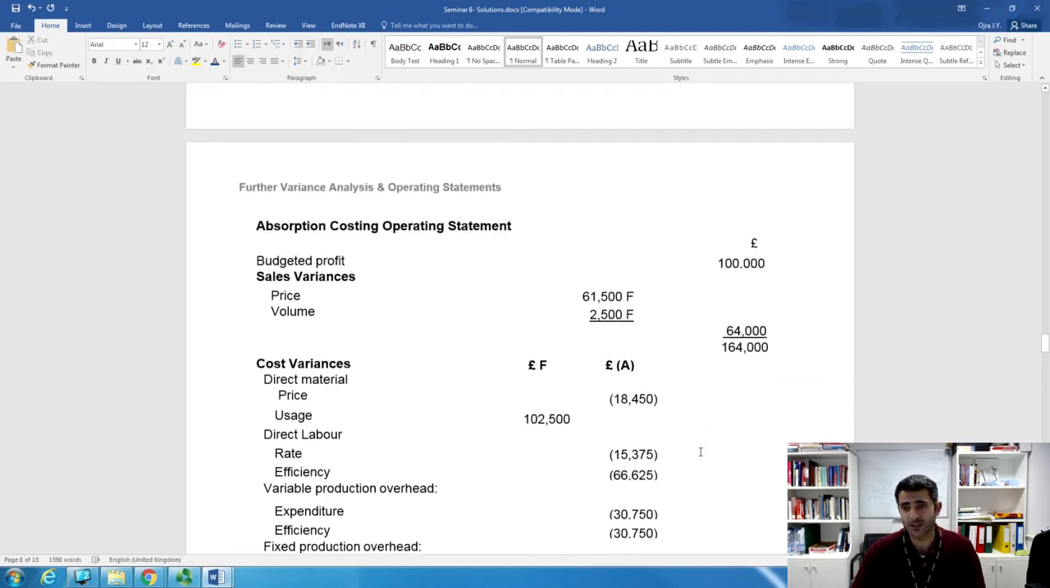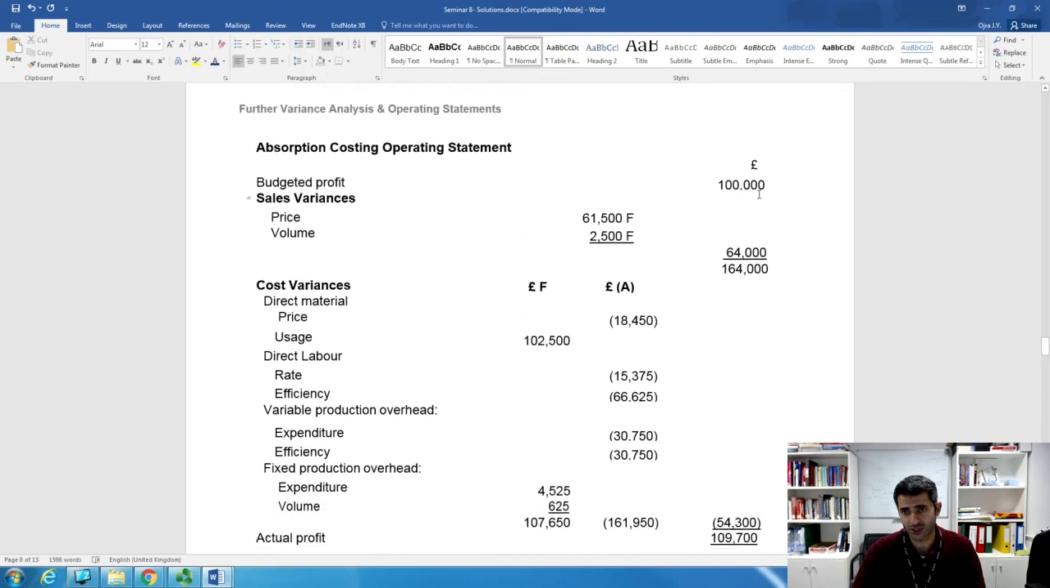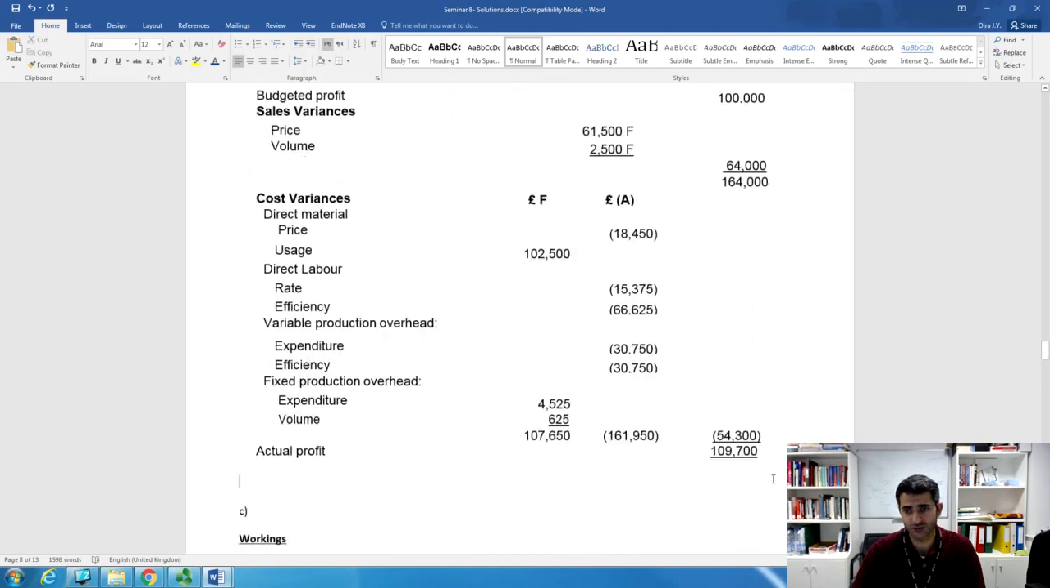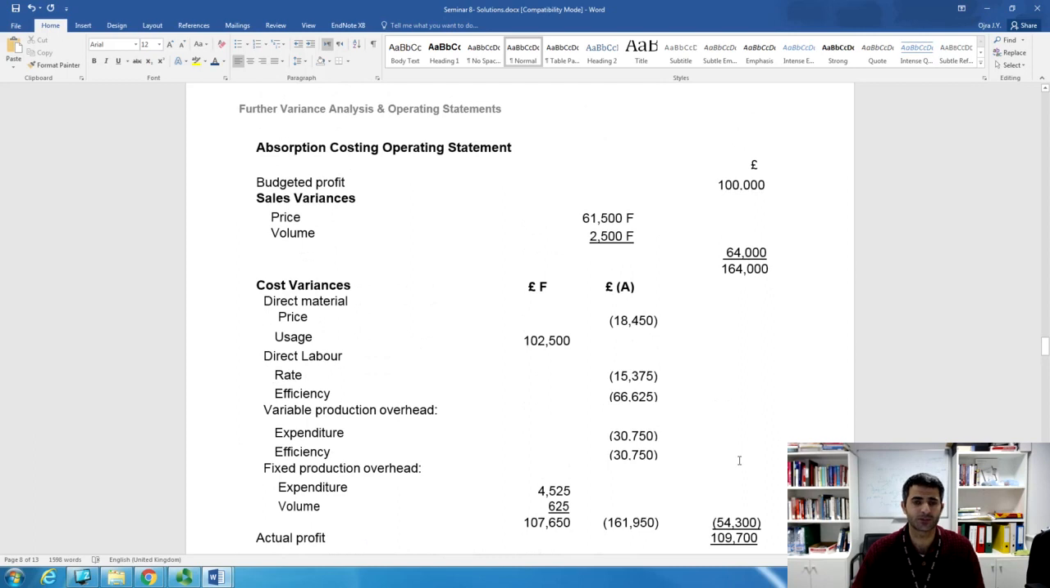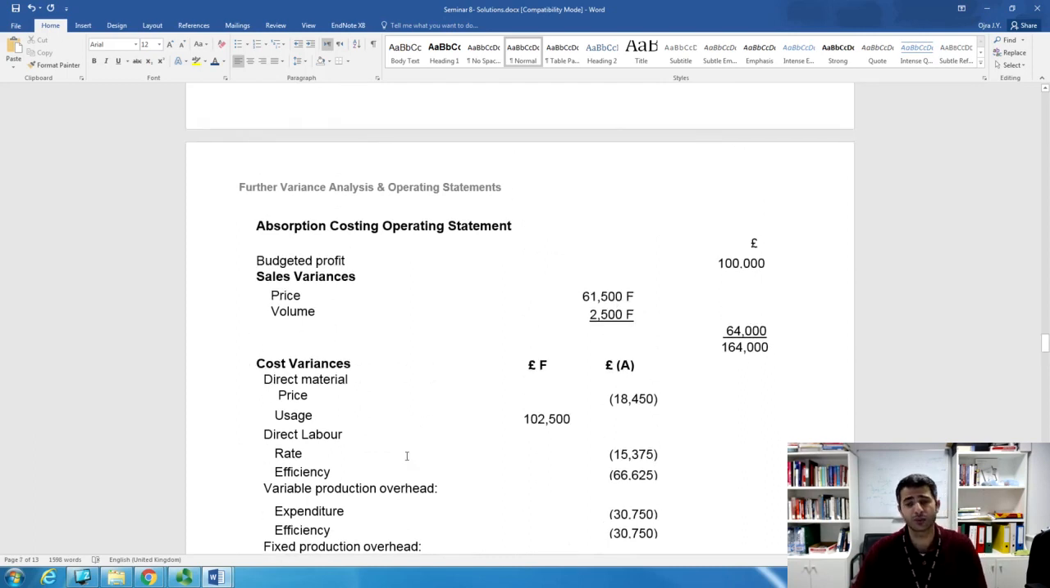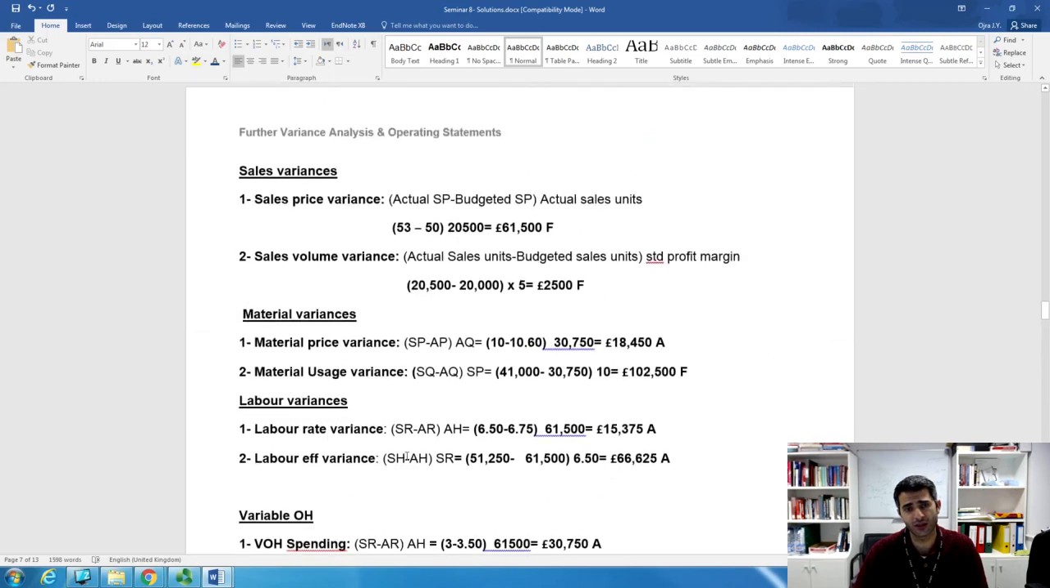So as you see, guys, what we did really was reconcile the budget profit into the actual profit using the operating statement and the variances. Okay, this is the operating statement and this is all the variances.